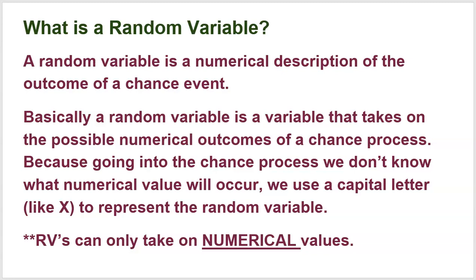So like when you toss a coin, the outcomes are head or tail. Those are words. That's not numerical, so that's not a random variable. But if you roll a die, the outcomes are 1, 2, 3, 4, 5, 6. That is a random variable because the outcomes are numerical. So any situation, any chance event where the outcomes are numerical, that is what we call a random variable.